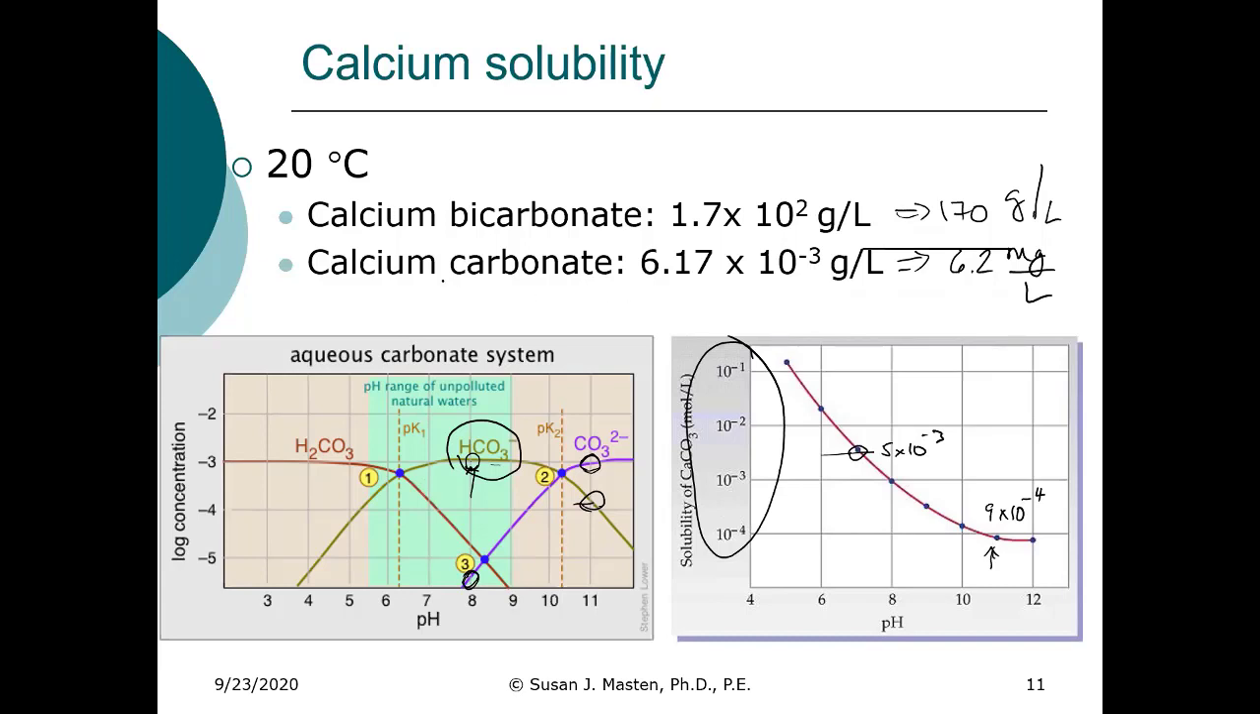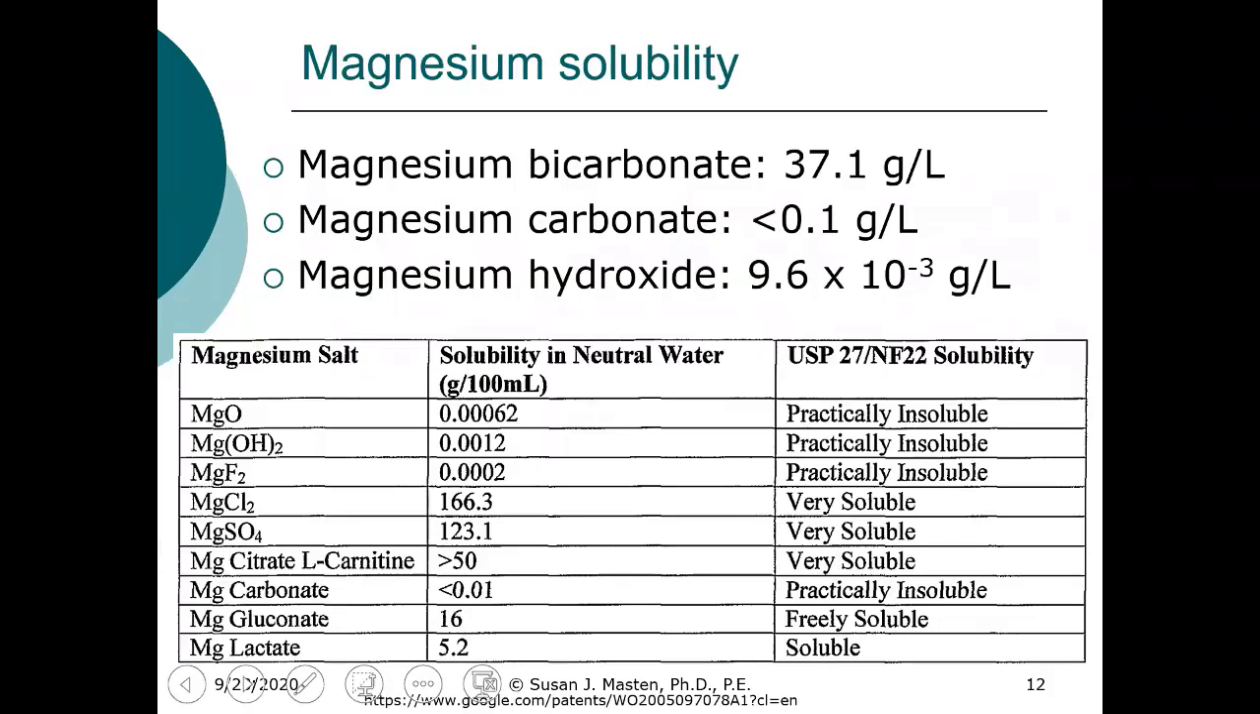So what we want to do is produce calcium carbonate, because the solubility is much less than that of bicarbonate. In order to do that, we want to raise the pH. Basically, that's the goal.